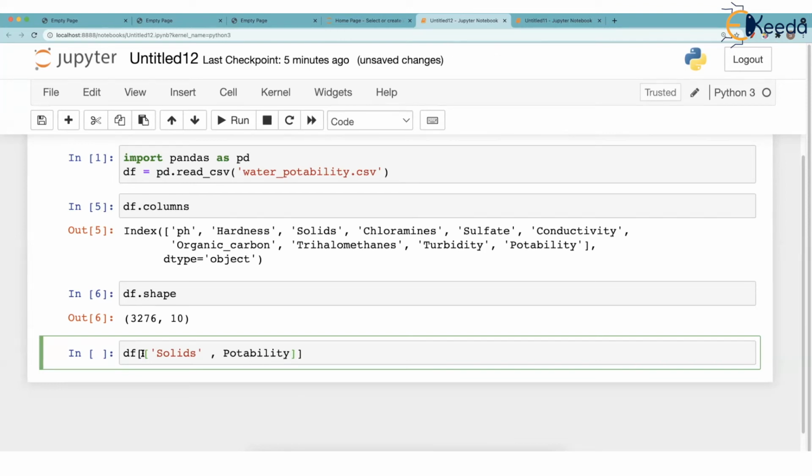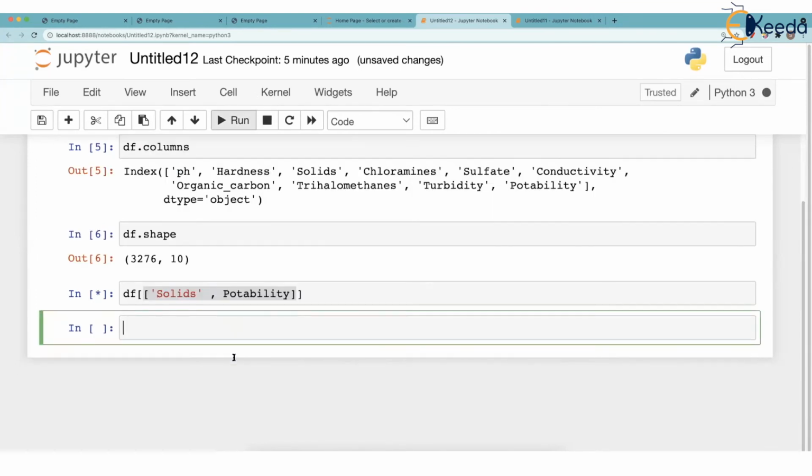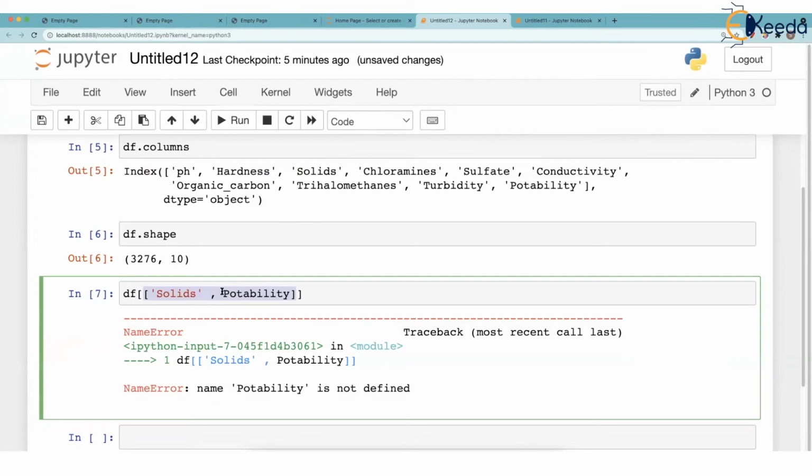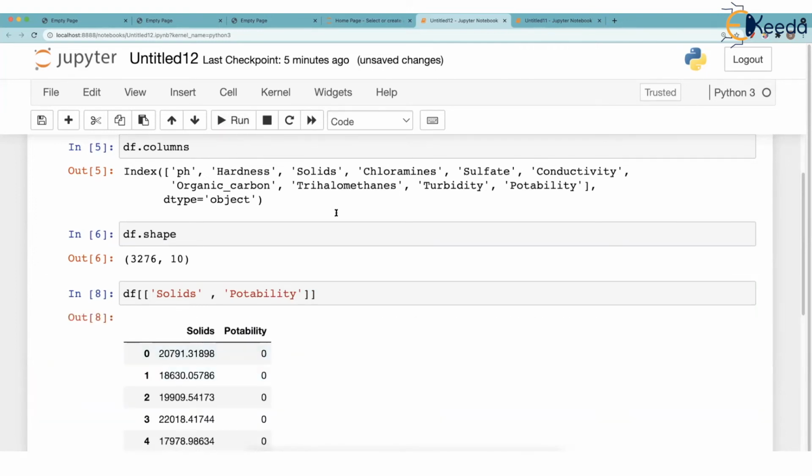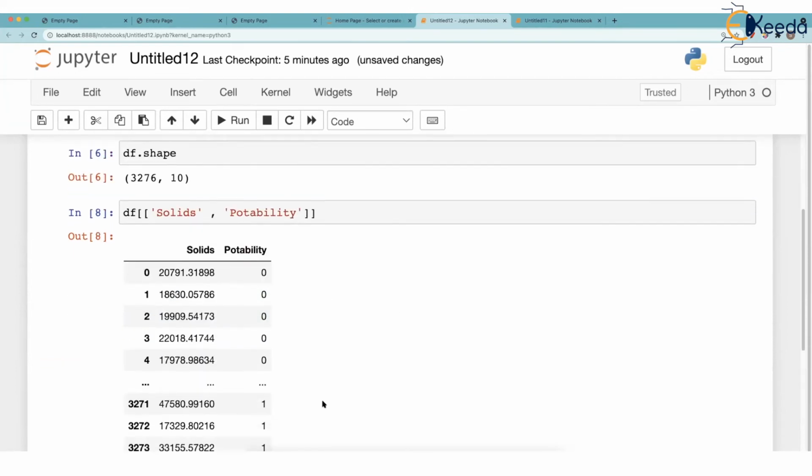These are itself given as a list of columns inside the square bracket of df. So if I run this, oh, I made some mistake here. Here for this column, I should have given quote begin and quote close. Column names must always be in quotation. So you can see instead of 10 columns, you are seeing only 2 columns.